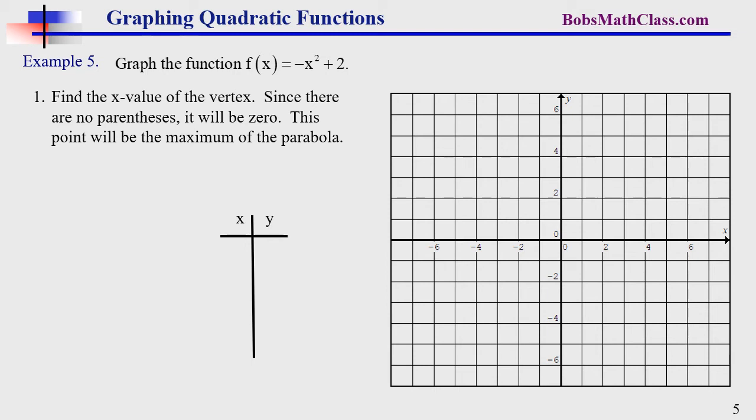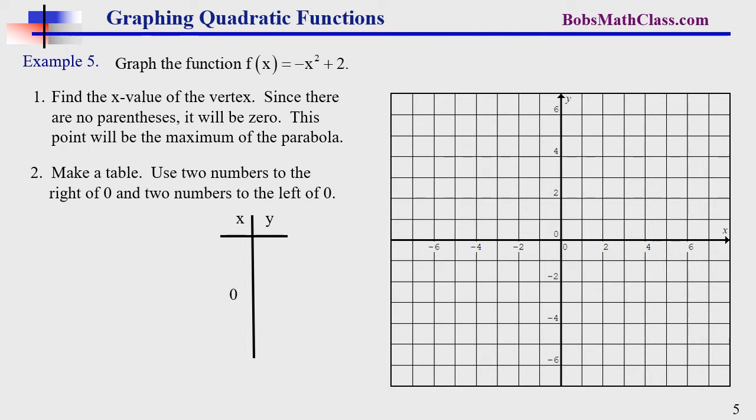All right, so we're going to find the x value of the vertex. Since there's no parentheses, it'll be 0. So if there's parentheses, opposite. No parentheses, always choose 0. And then this is going to give us what's called a maximum of the parabola. Because the parabola is upside down, it's called a maximum. So make your table, put 0 in the middle, and then 2 to the left and 2 to the right. Okay, work that out, plug it in.